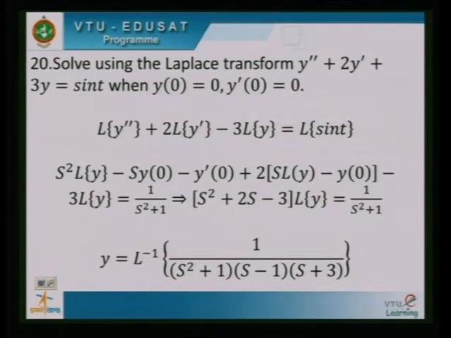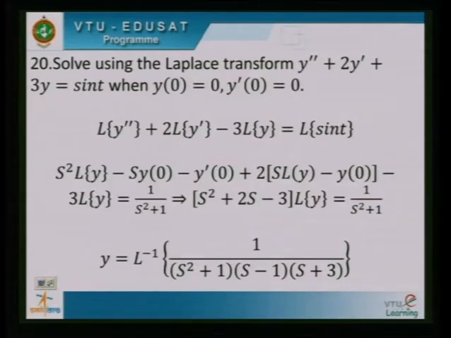Next, solve using the Laplace transform: y double dash plus 2 y dash plus 3 y is equal to sin t, when y of 0 equal to 0, y dash of 0 equal to 0.